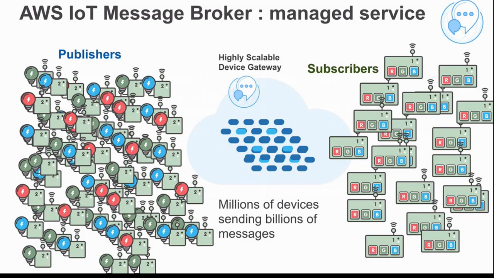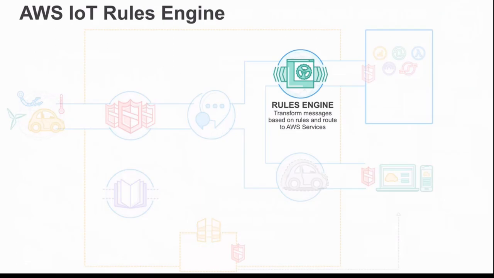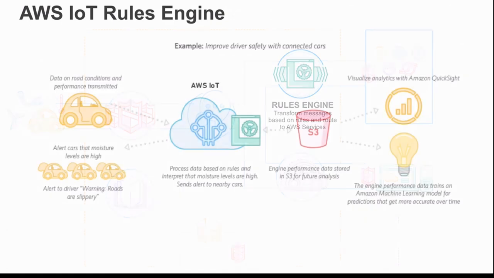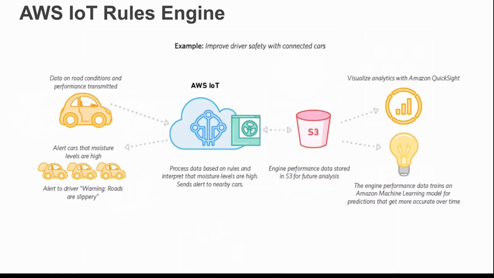You can send as many messages as you want through the gateway. It's highly scalable, and AWS will make sure there's sufficient capacity there. Once you've got your messages flowing through the gateway, you can operate on them using the AWS IoT Rules Engine. This allows you to transform and route messages based on rules. And it's a very powerful component of the AWS IoT service, actually.